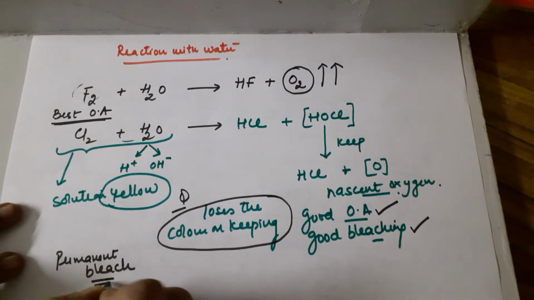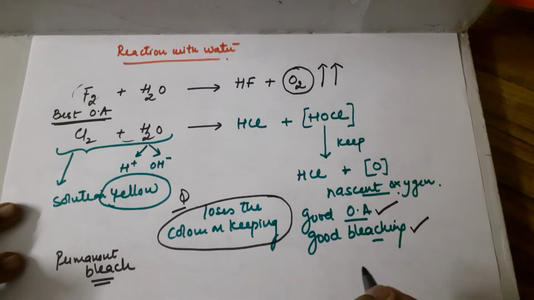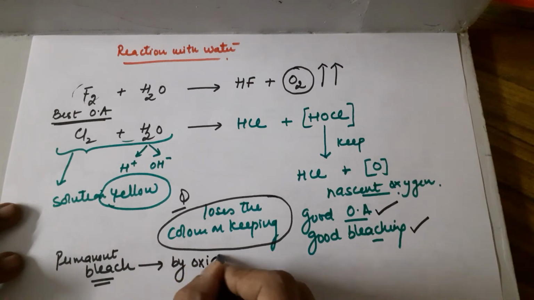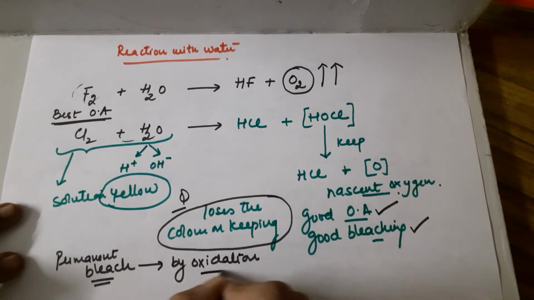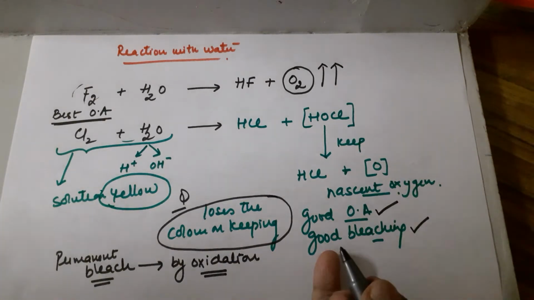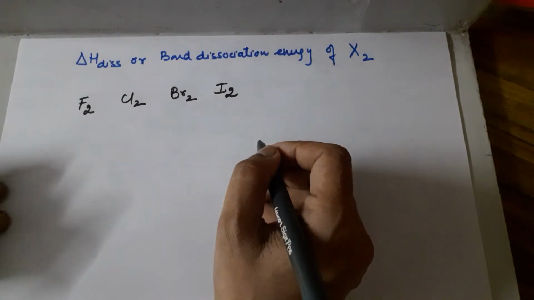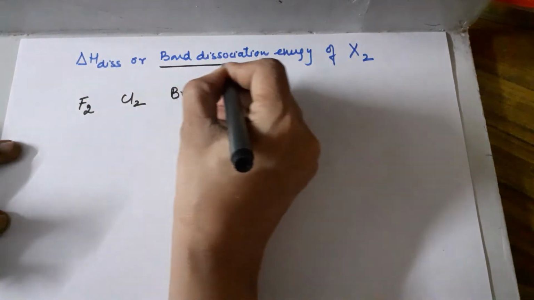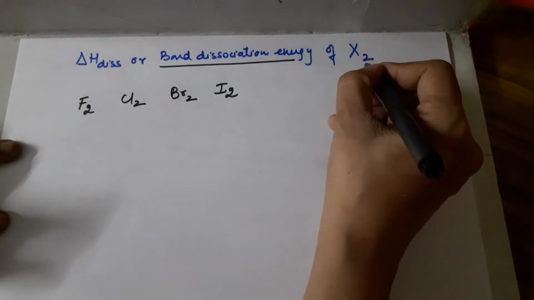Now this question was also done in group 16, where I had compared the bleaching action of chlorine and SO2. Here it is a permanent bleach because it is by oxidation. It bleaches by oxidation, therefore it acts as a permanent bleach. Fine. Moving on to the next property, that is delta H dissociation, also known as the bond dissociation energy of X2.